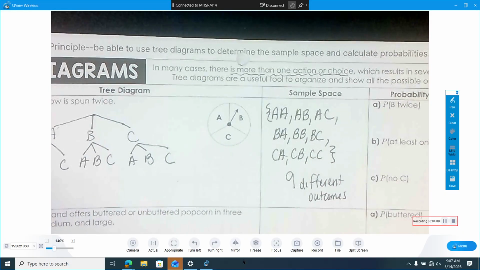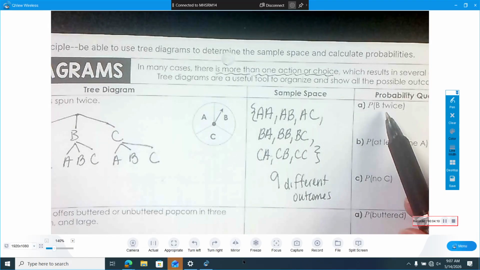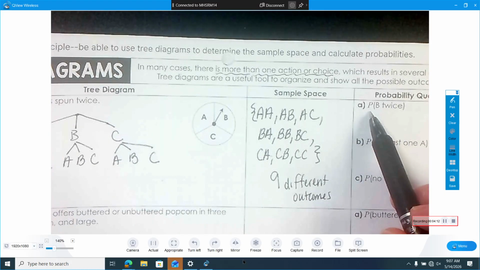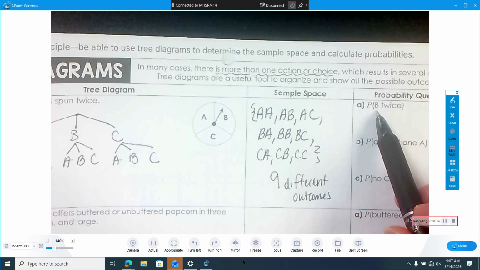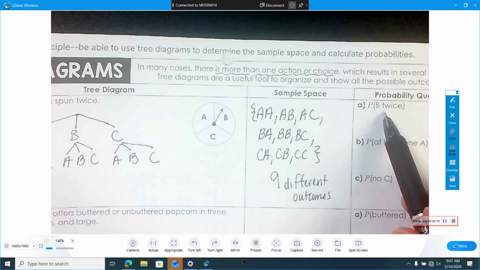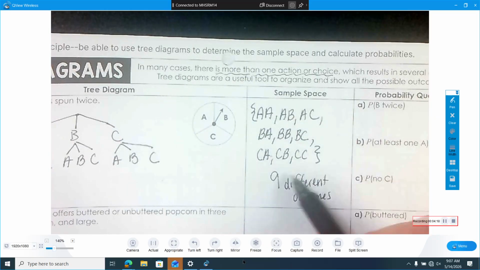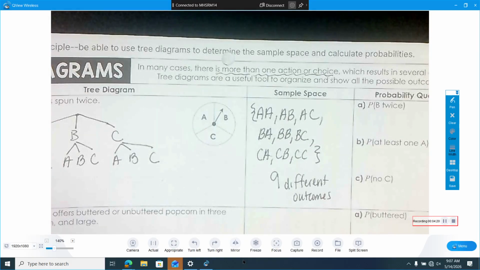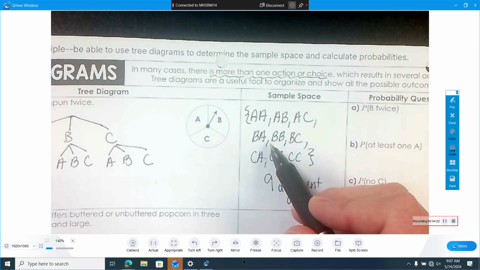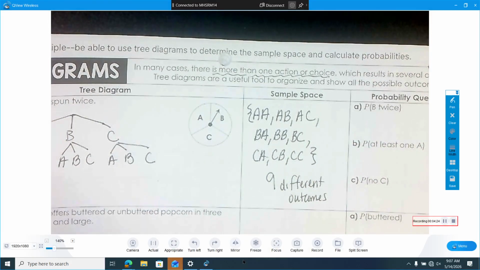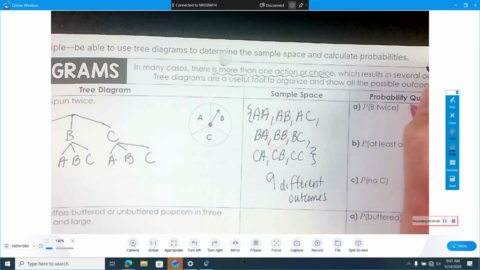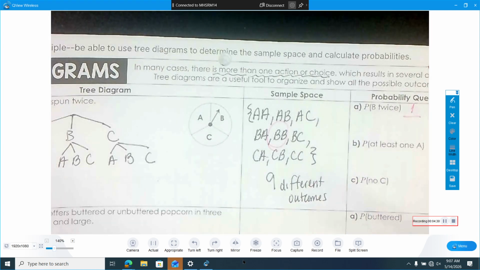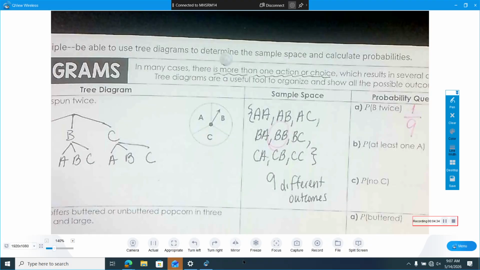And now that we have that, we can use that information to figure out some pretty complicated probabilities. So over here, we want to know the probability of getting a B 2 times. How many places here in our sample space did we get a B 2 times? Just one. They're right there. We had the BB, all right? There was only 1 time. Out of how many different possibilities? 9. So that's our probability, 1 out of 9.